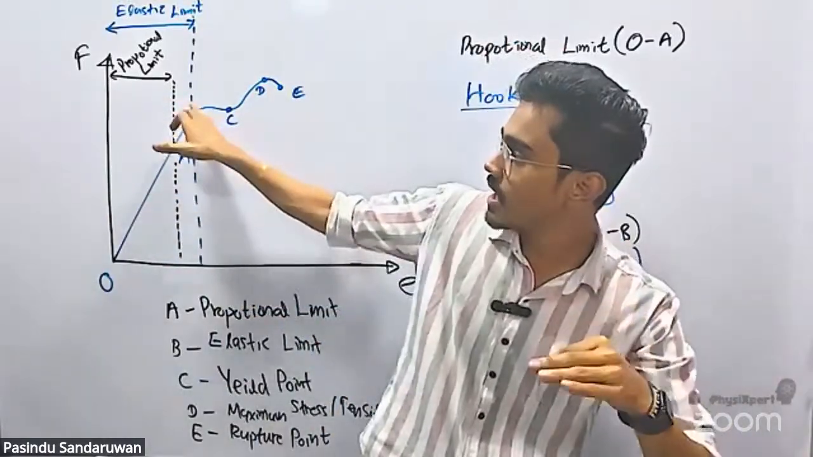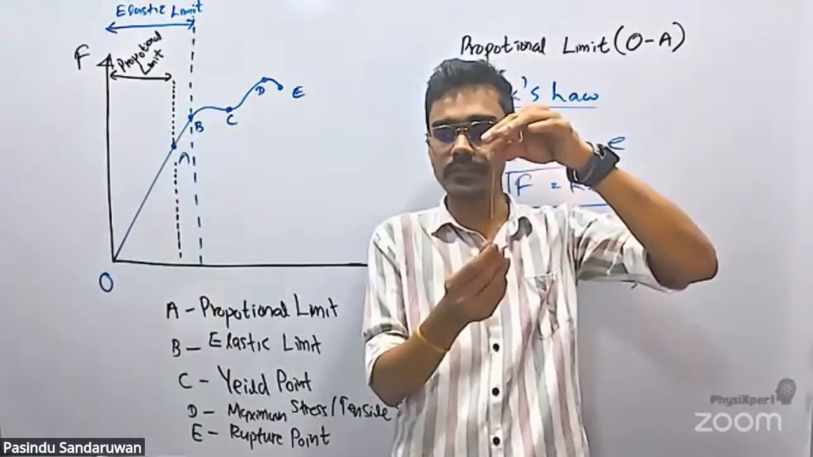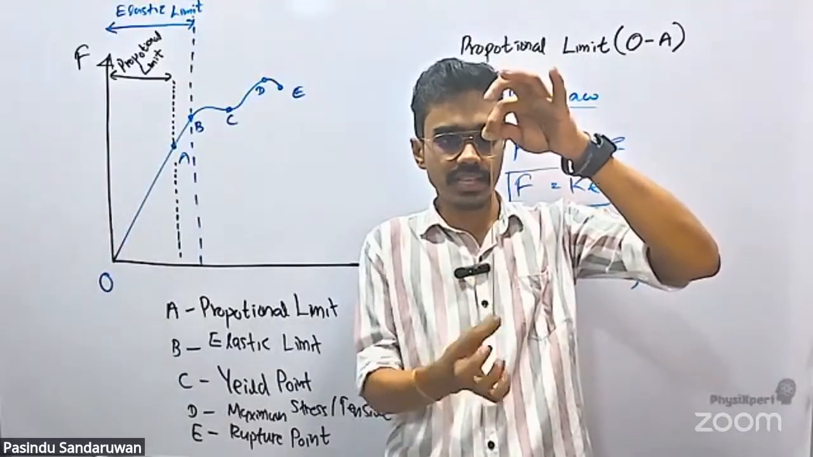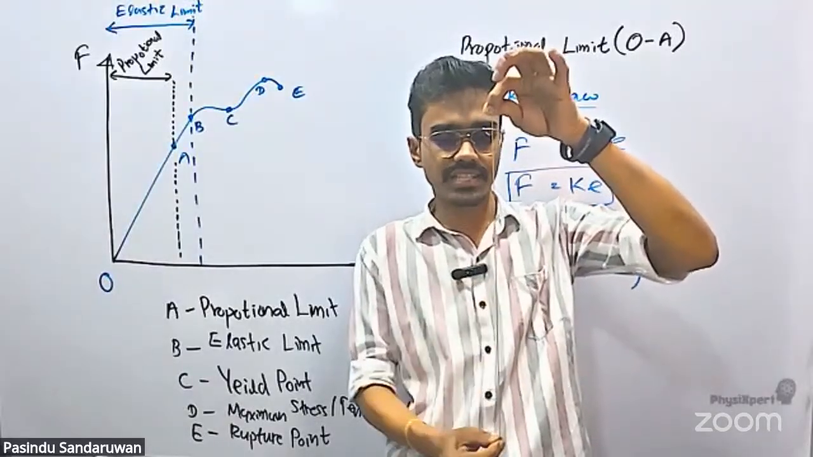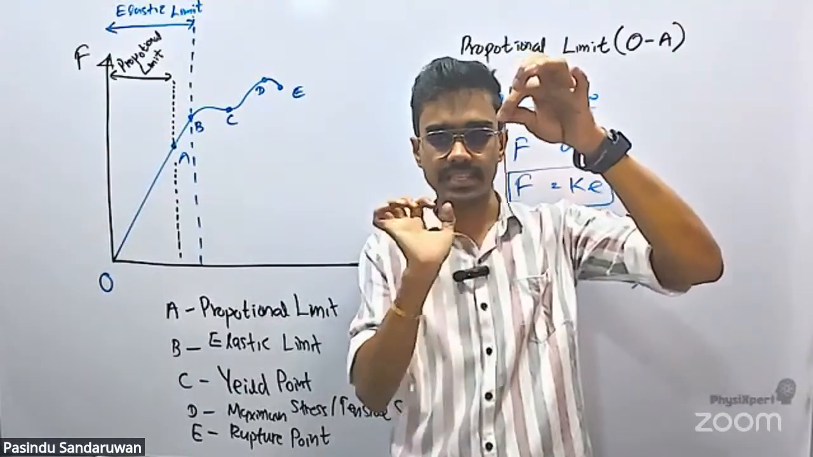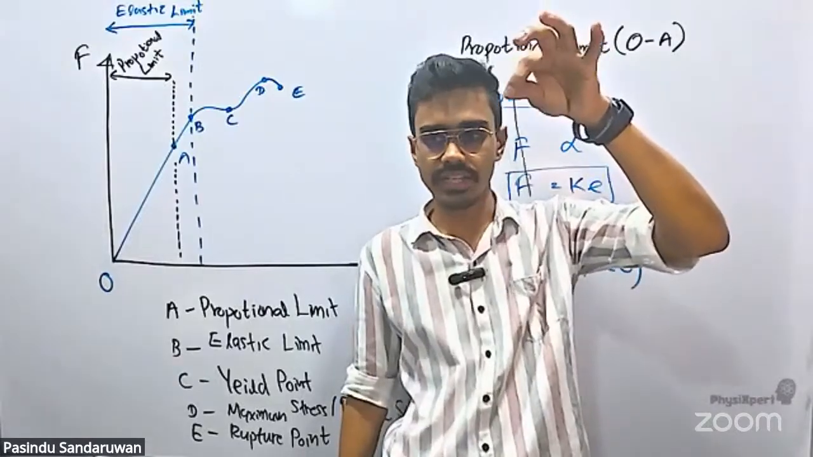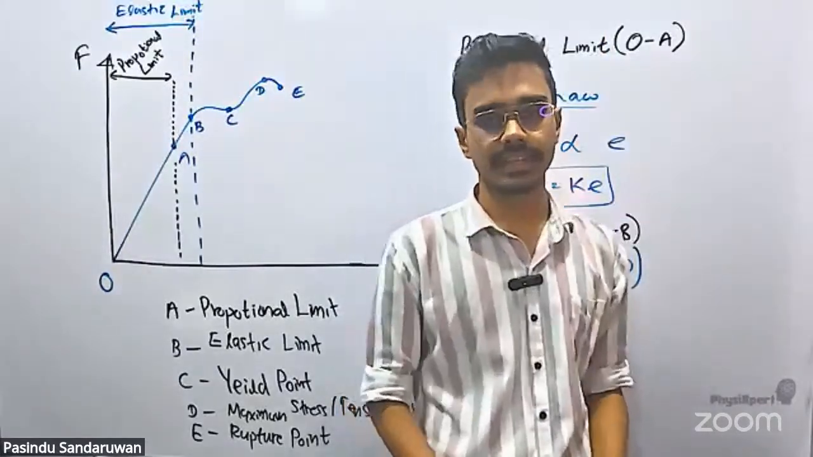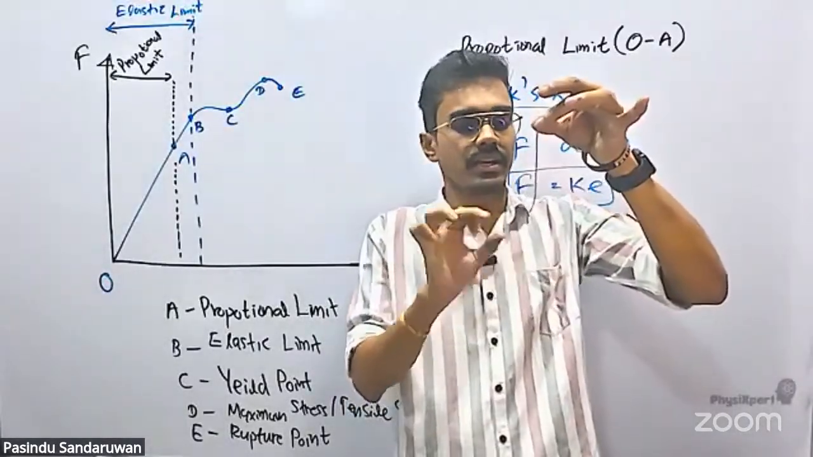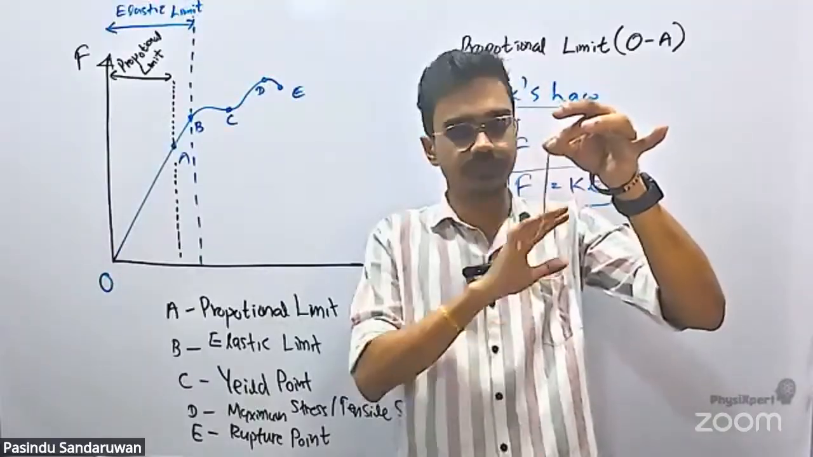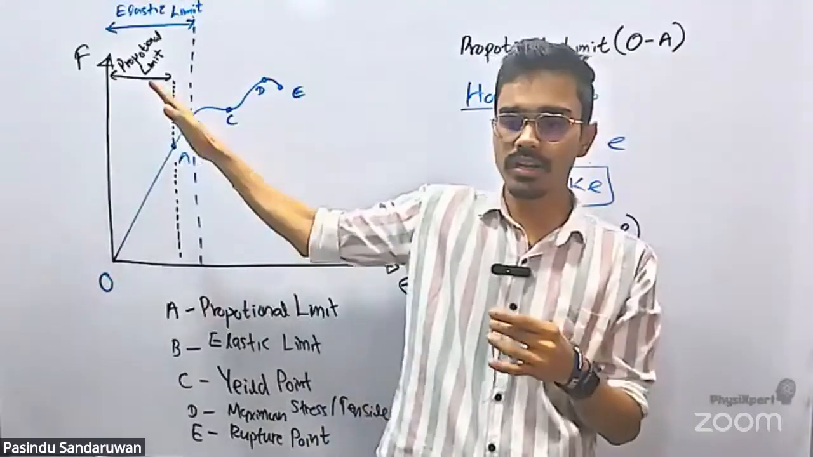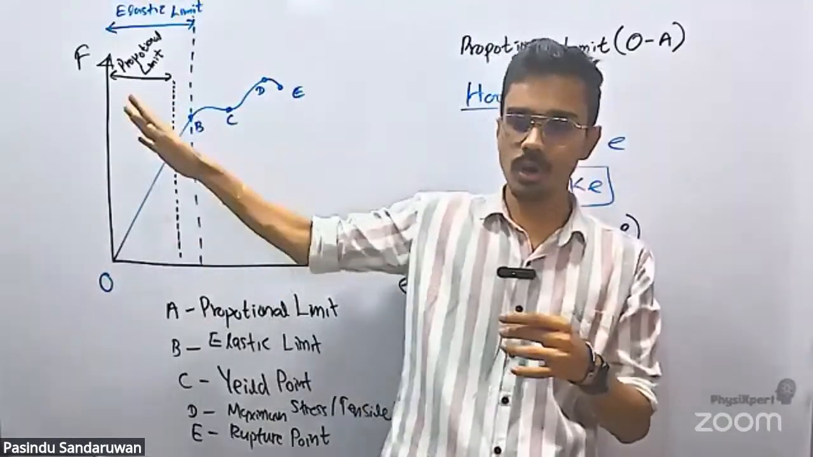According to this graph, I applied a force beyond the elastic limit. Then it retains some extension even if the force is removed. Got it? That is called a permanent set. Once a permanent set has come to the material, we can't remove it. So if this limit is gone, it is gone. If it's gone, it's gone.